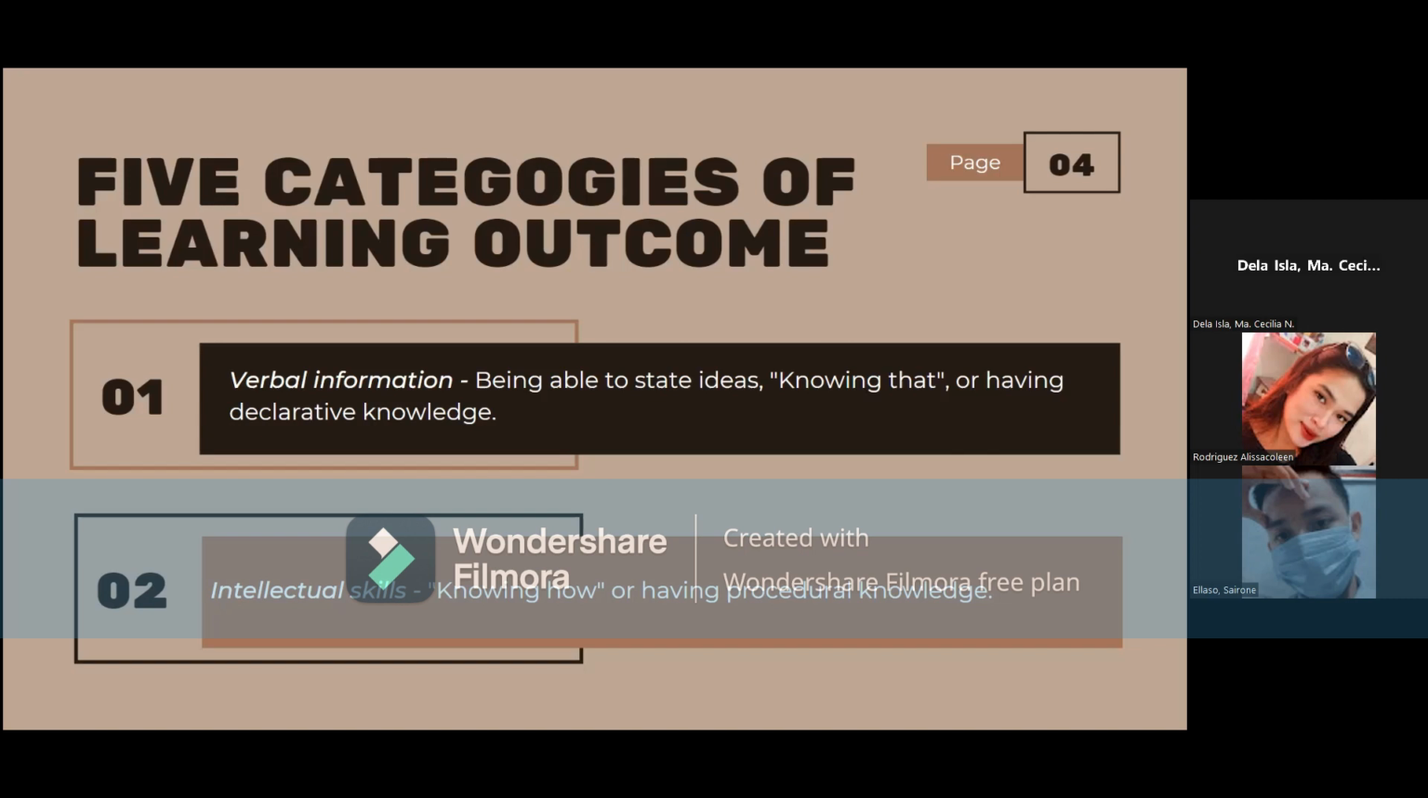So it is not just about knowing information, like verbal information, but also about being able to use that knowledge effectively in different situations. Procedural knowledge is an important component of intellectual skills because it involves how we perform a task through a sequence of steps or procedures. So there are five subtopics of intellectual skills. Next slide, please.